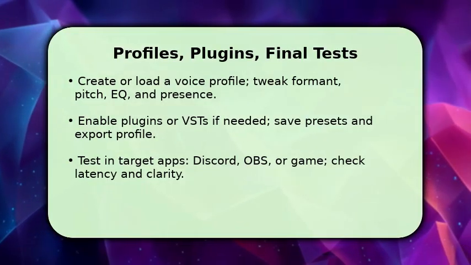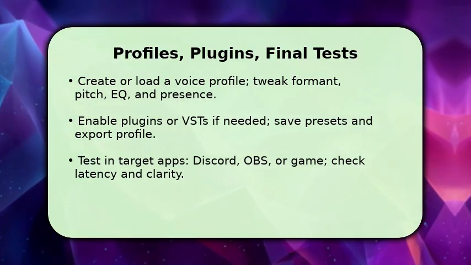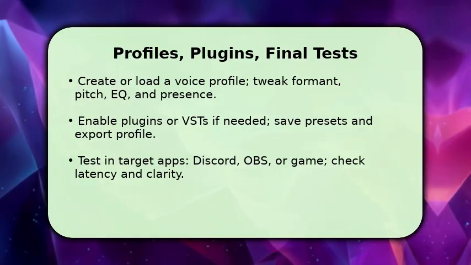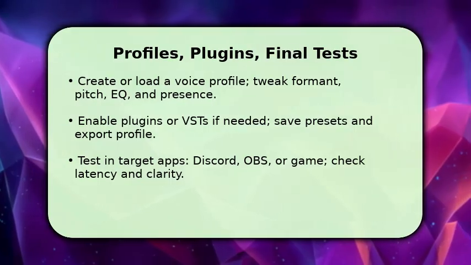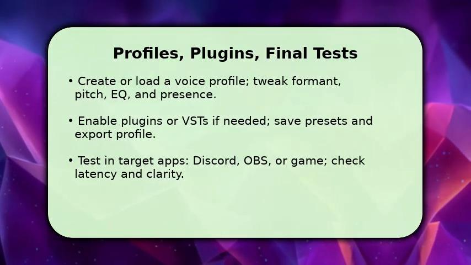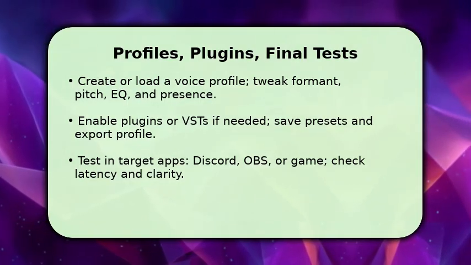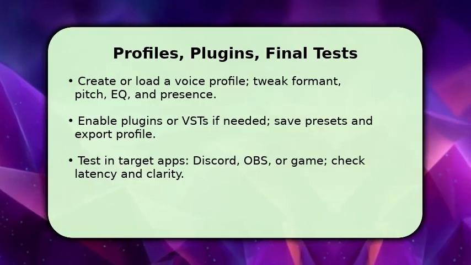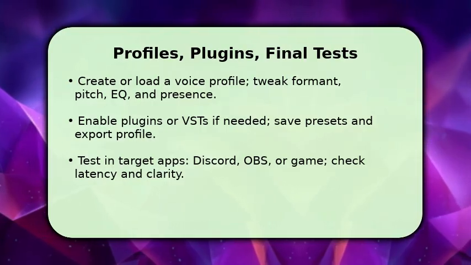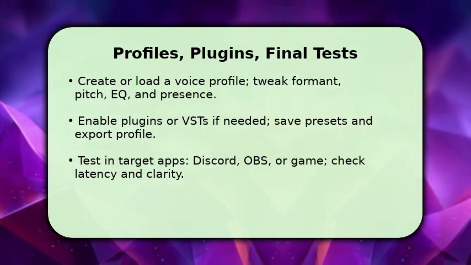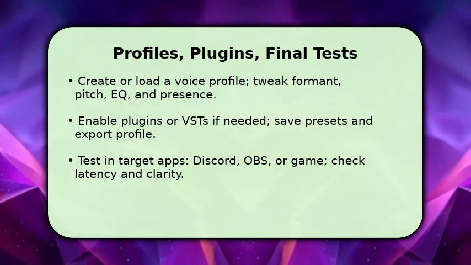Load or craft a voice profile, then tweak formant, pitch, EQ, and presence so the result sounds natural for your use case. If you use VSTs or effects, enable them now and save the preset so you don't lose iterative tweaks. Finally, test the Voice.ai virtual mic inside target apps like Discord or OBS, confirm latency and clarity, and export the profile for backup. Tip: if audio glitches persist, lower the sample rate or increase buffer size to stabilize performance.